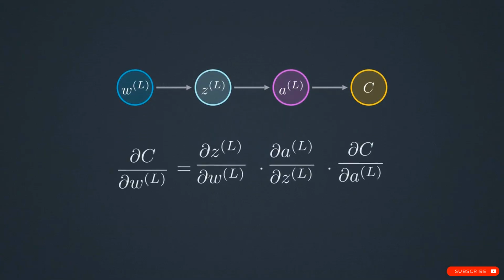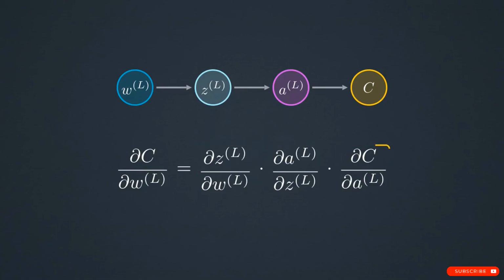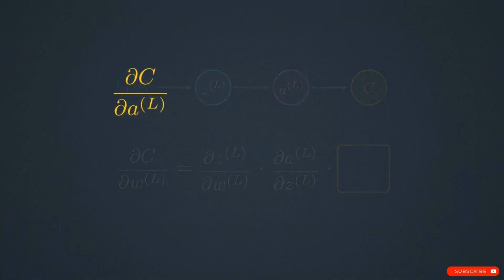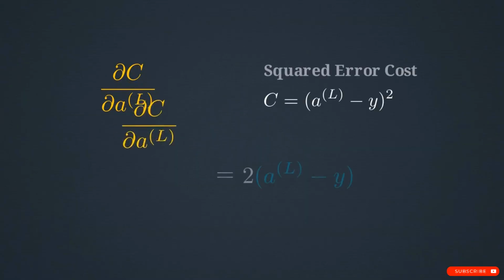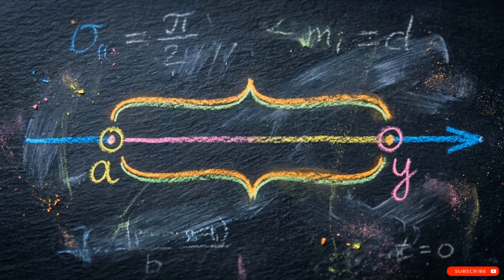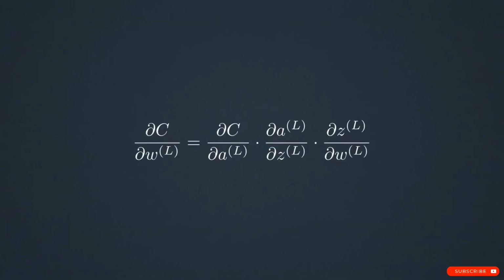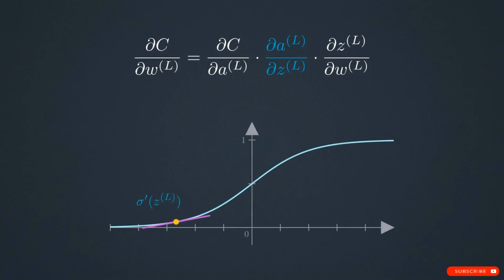It requires us to multiply three local ratios to find the final sensitivity. The first component is the derivative of the cost with respect to the final activation. For a squared error, this is simply 2 times the difference between a and y. This means the sensitivity of our error scales with the distance between what the network guessed and what we wanted it to see. The second component is the derivative of the activation with respect to z, which is just the geometric slope of our activation function.